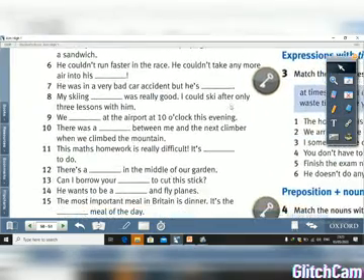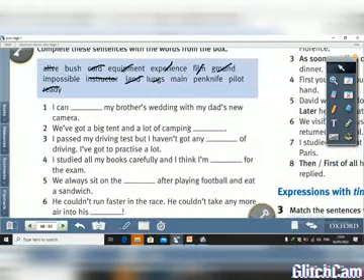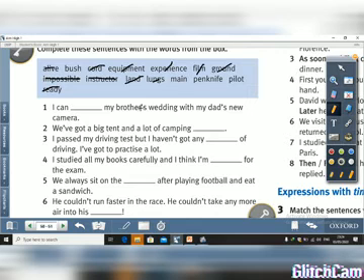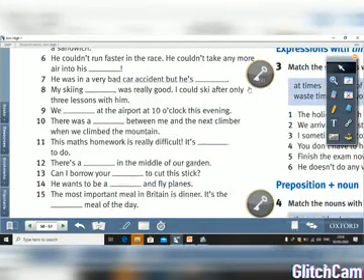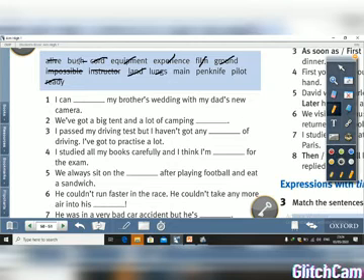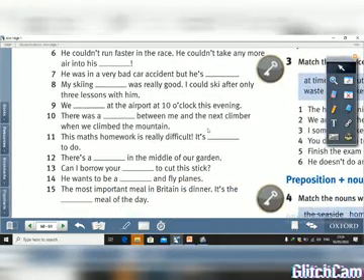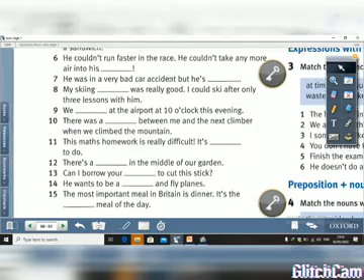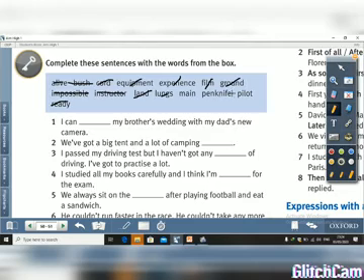Number 11, that math homework is really difficult. It's impossible to do. Excellent. Number 12, there is a small tree in the middle of our garden. There is a push, yes, push the small tree. Number 13, can I borrow your penknife to cut the steak? To cut something, I use what? Yes, the penknife.